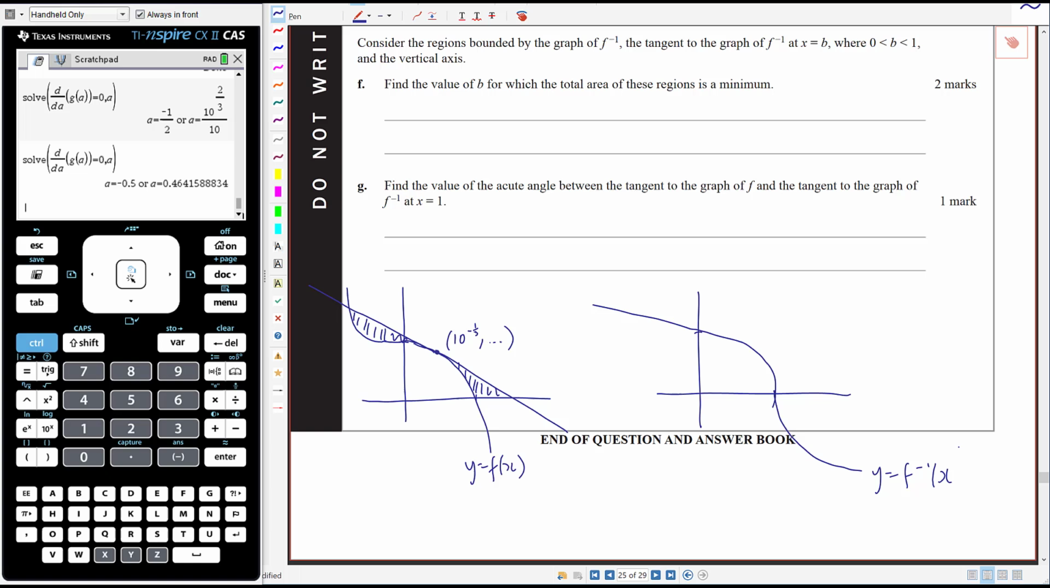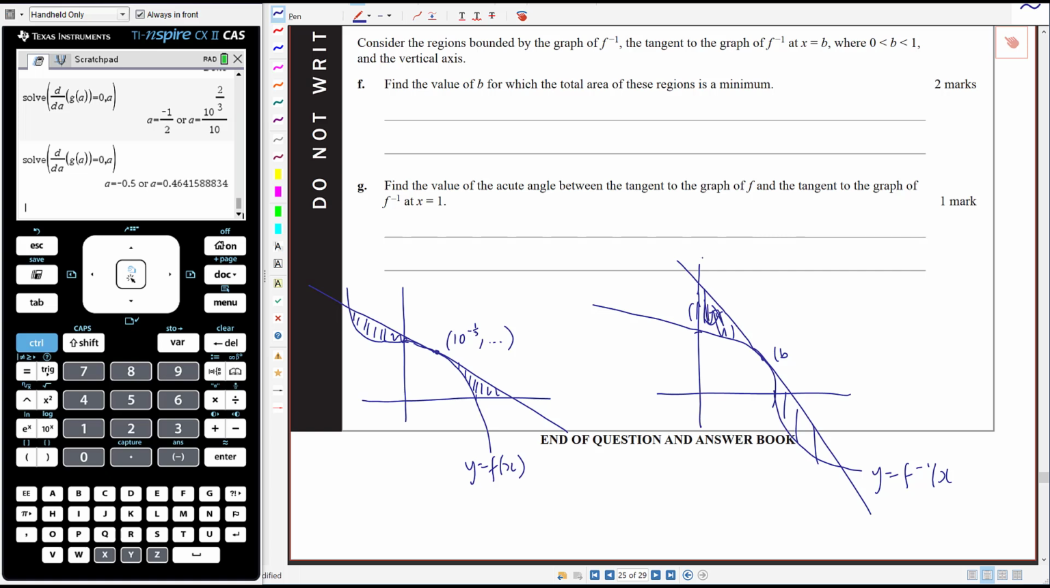The tangent to the graph of the inverse of f at x equals b, where b is somewhere between 0 and 1, and the vertical axis. Okay, so what we need to understand is this is essentially still the same thing. We're going to have a point where x equals b, and we're going to find the area between the function and the tangent and the vertical axis this time.